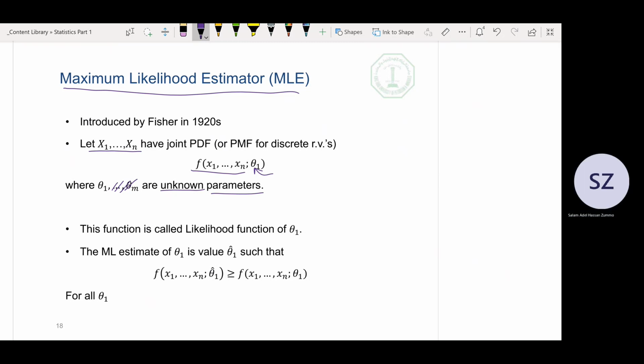And we know the PDF of this. So we have some knowledge of the general underlying PDF. We know that it's a normal distribution, but we don't know the mean and the variance. We know it's an exponential distribution, but we don't know the average. We know that it's uniform, however we don't know the maximum and the minimum. So we know the shape and the equation of the distribution, but we don't know the detailed parameters. Now this function, f of x1, x2 up to xn and theta 1, where theta 1 is the parameter that we'd like to estimate, is called the likelihood function of theta.